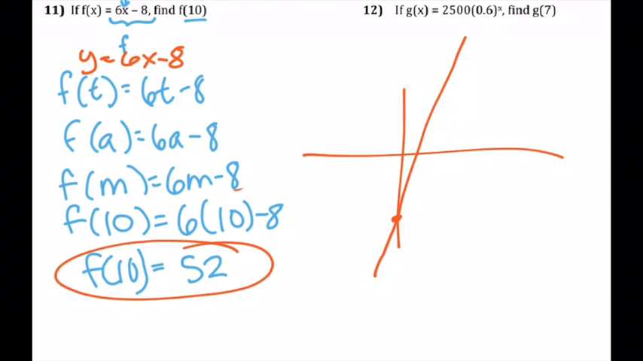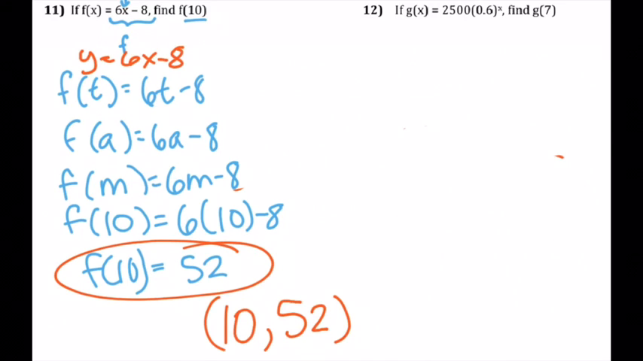What this right here means is that if I went over to 10 on the x-axis, I would have to go up to 52 to find my graph. If I went over to 10, I'd be going up to 52 before I found my graph. That's what that means. If the input is 10, the output is 52. So it gives us a location on our graph. It gives us a specific point, and that's what we use function notation for a lot. We find a specific location on that graph.